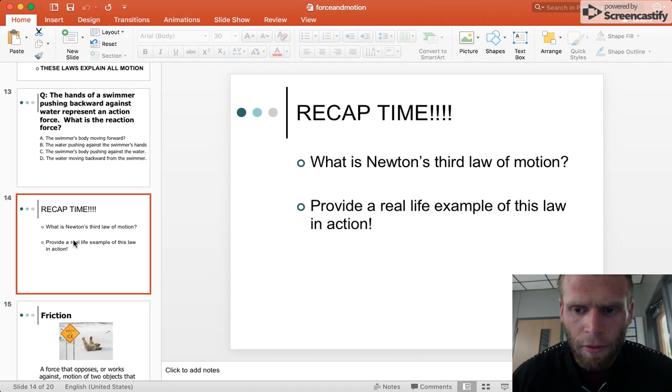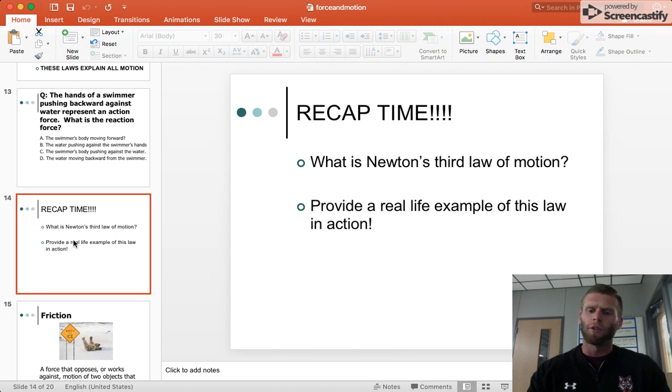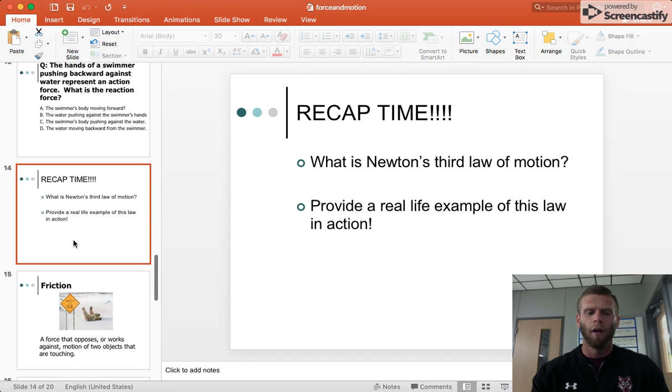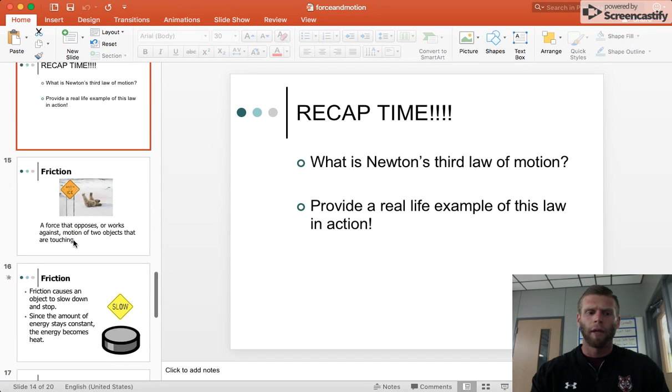Recap time, third one, here we are. What is Newton's third law of motion? And provide an example of the third law of action and reaction.